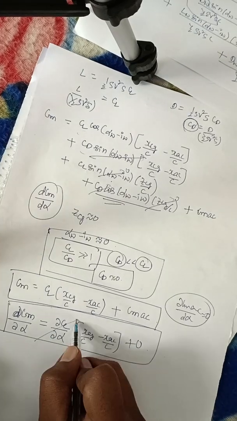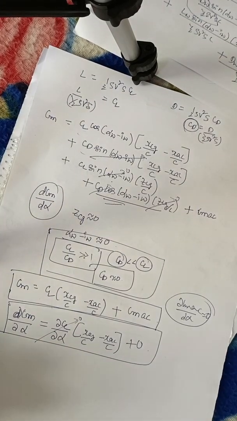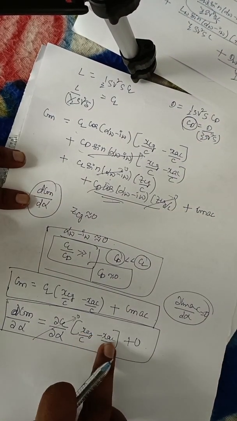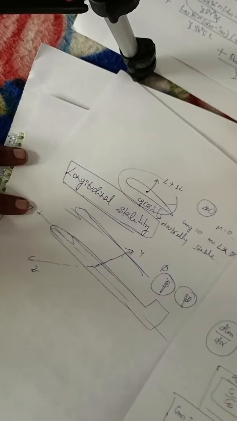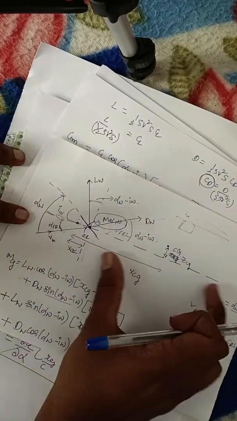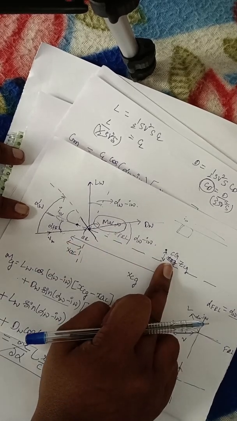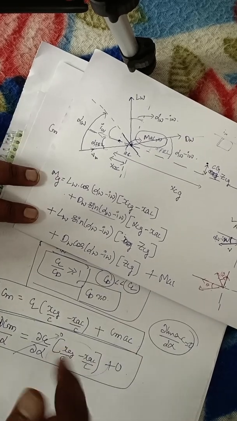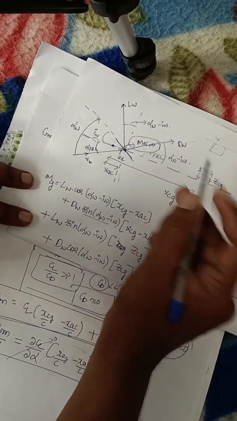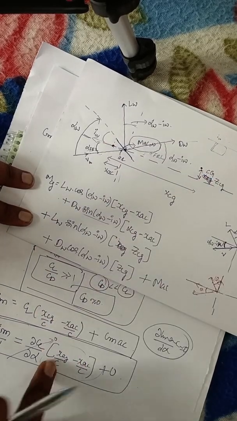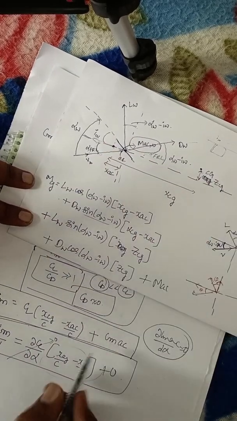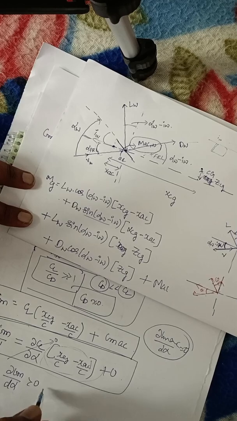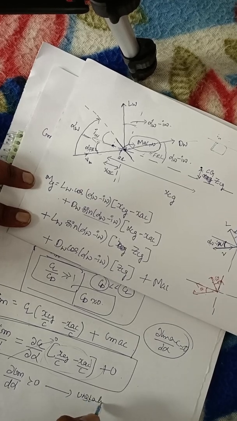Of course, dou CL by dou alpha is always positive. XCG by AC, XCG means if XCG is greater than XAC. In this condition, of course, XCG is greater than XAC. I am placing XCG behind the AC point, so it will become positive. If I place the CG point behind the AC point, it will become positive, and dou CM by dou alpha is greater than 0, means unstable, statically unstable.